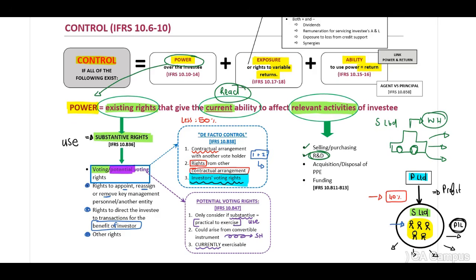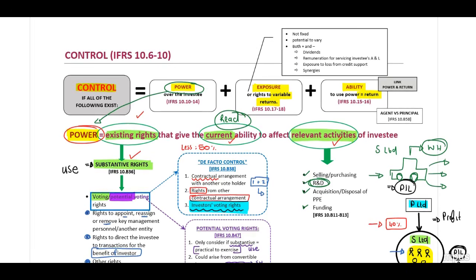Any acquisition or disposal of any trucks. And if they need any funding. Therefore, the relevant activities of this company are to be able to generate profits at the end of the year. Therefore, if we are able to identify in a scenario that there are existing rights that are substantive, that give the investor current ability to affect the relevant activities, we are able to conclude that there is power. But you will have to mention what the relevant activities are, what type of right exists.